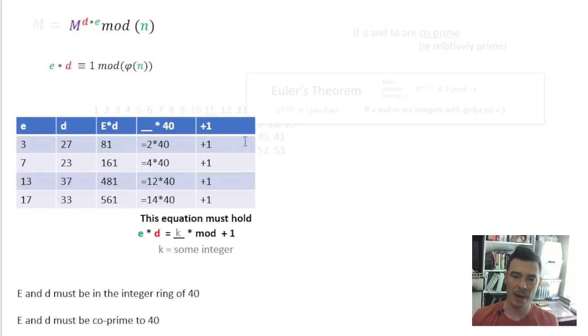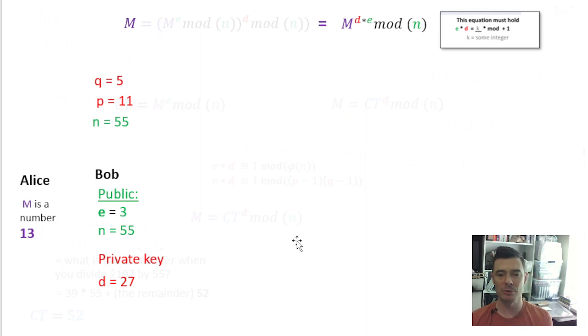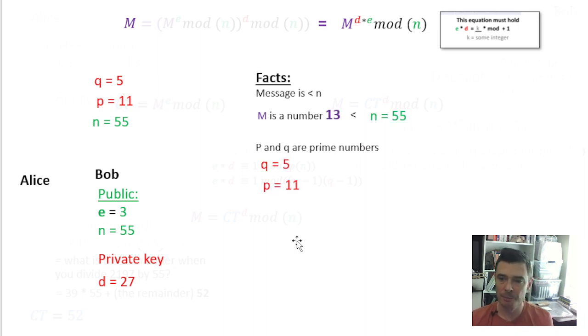So now back to D and E. This process you go through to satisfy this equation is just a guess and check process. But this equation must be true, and this is what ensures E and D have the property of being a multiplicative inverse modulo phi of n, and they have to have that property. So now let's review the facts that we have.